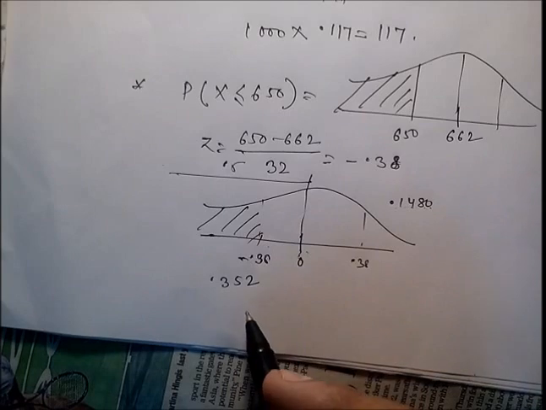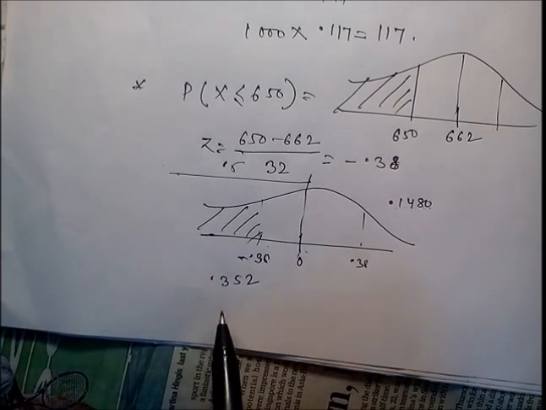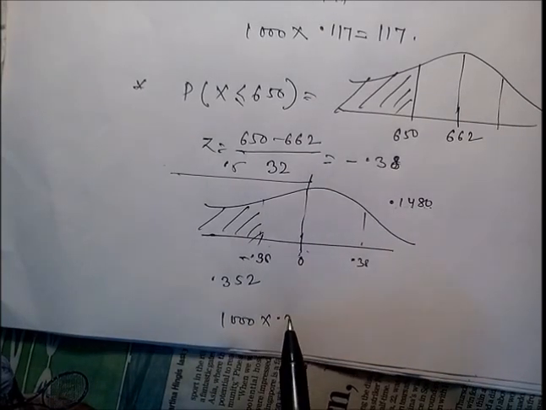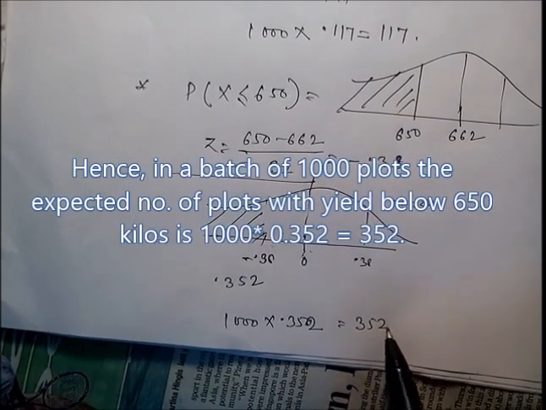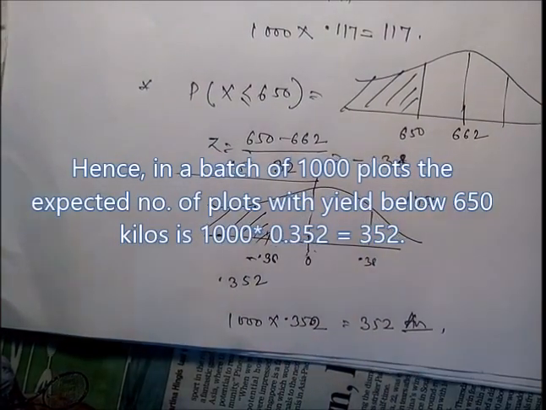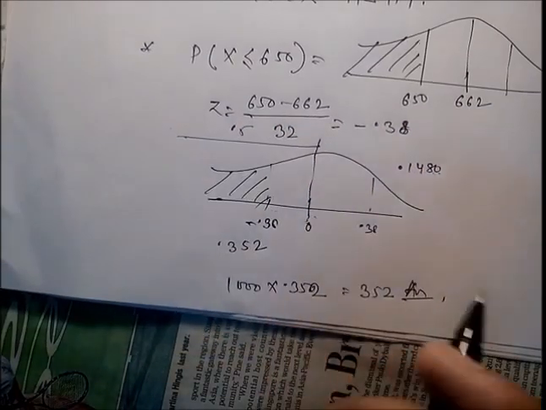Okay, therefore the required number of plots with yield below 650 kilos is 1000 into 0.352. 352 is the answer. Okay, and that is the end of this particular video.